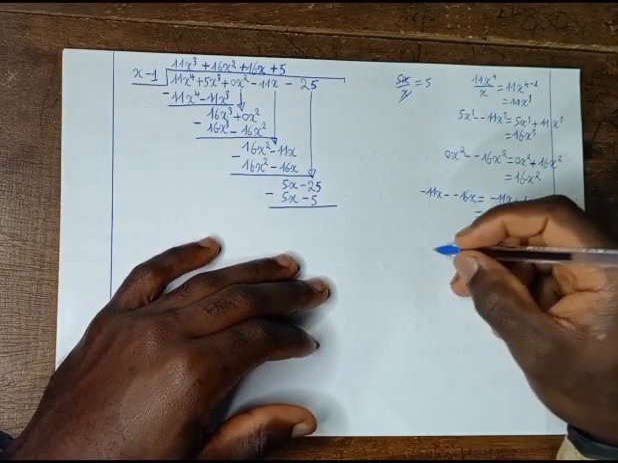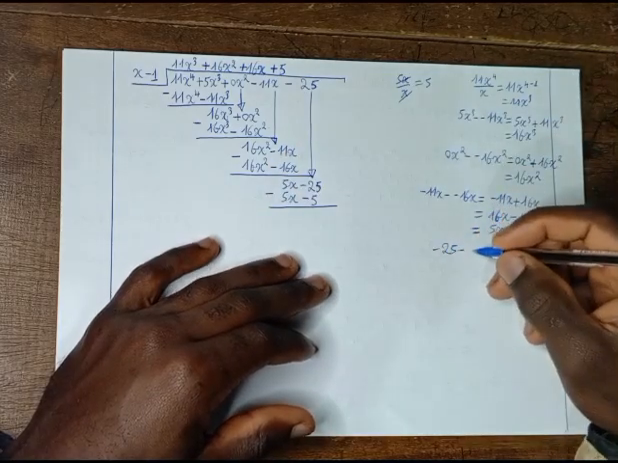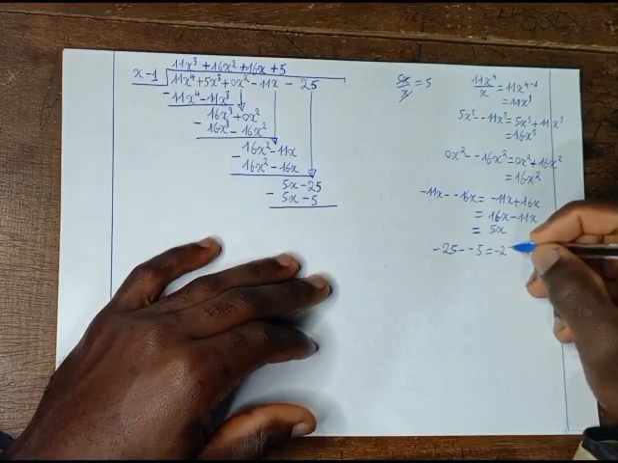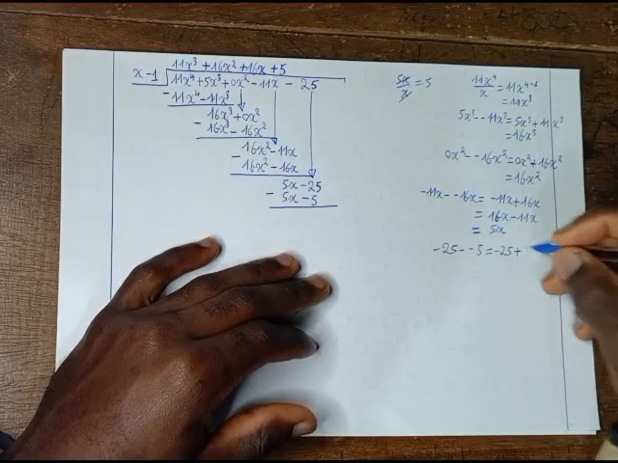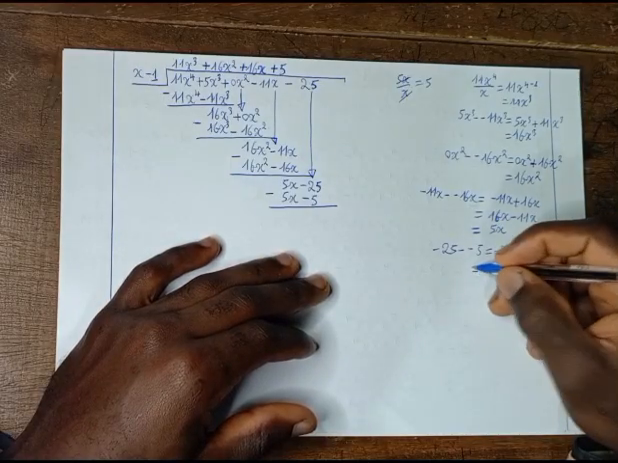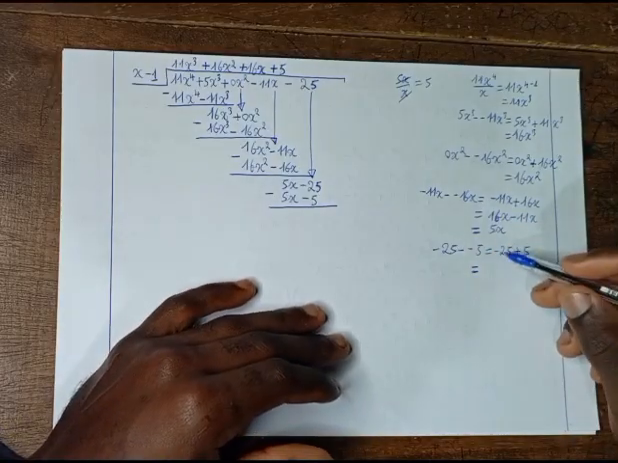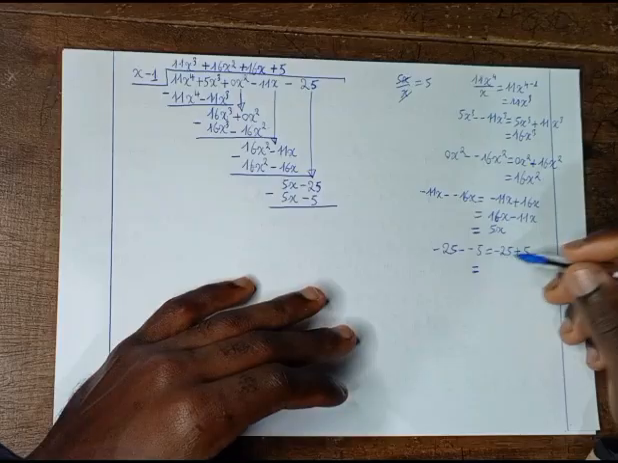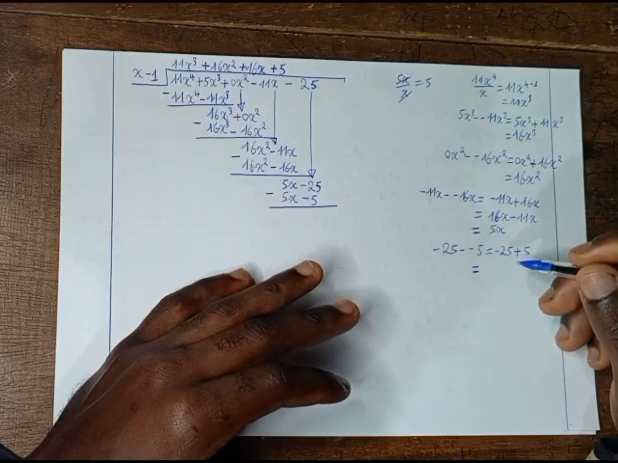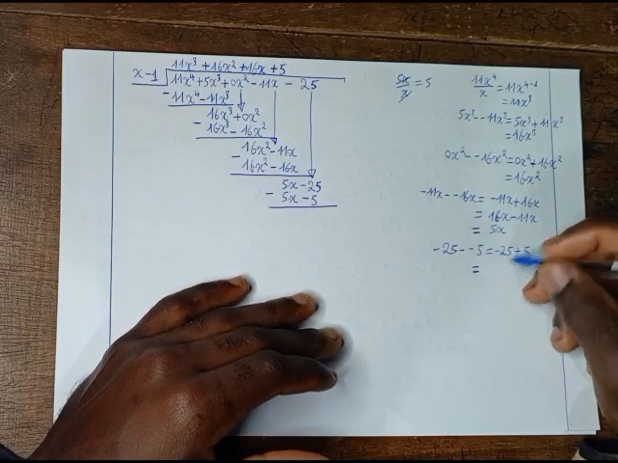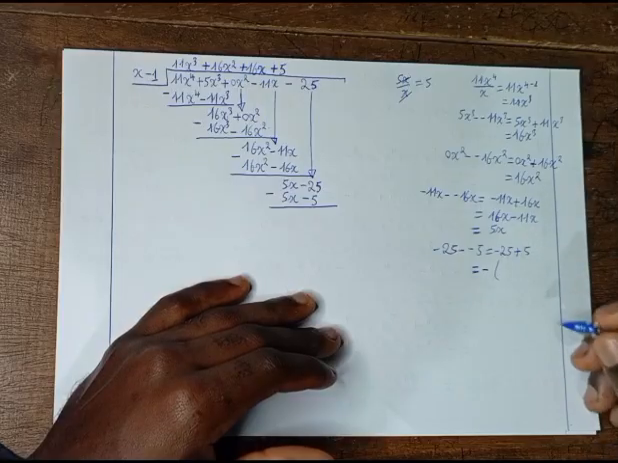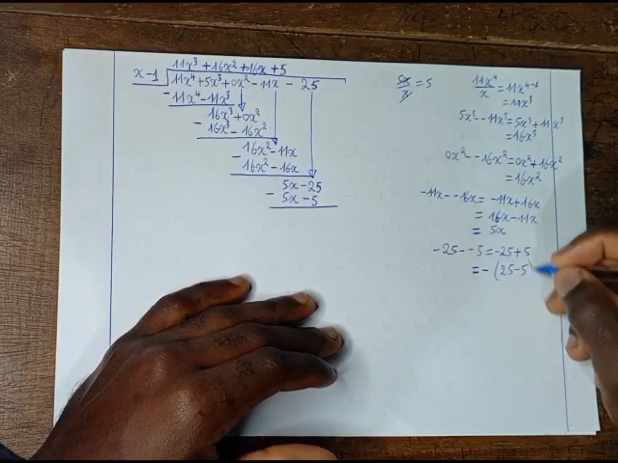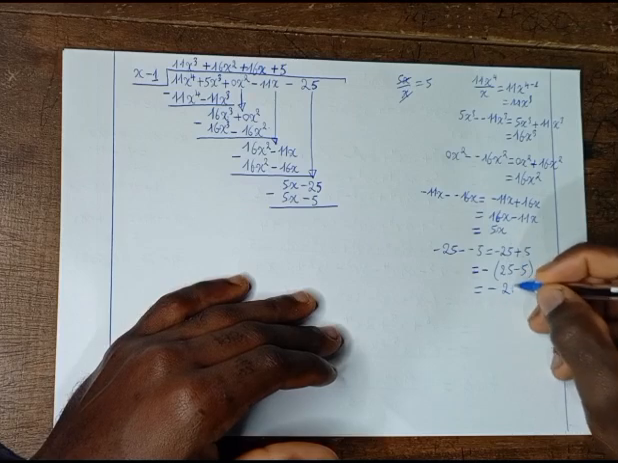Negative 25 minus negative 5 will simply be equal to negative 25 plus 5. If we compare these two numbers in terms of magnitude, the larger number is negative 25, so our result will take the negative sign. We subtract the smaller number from the larger number: 25 minus 5 gives us 20.